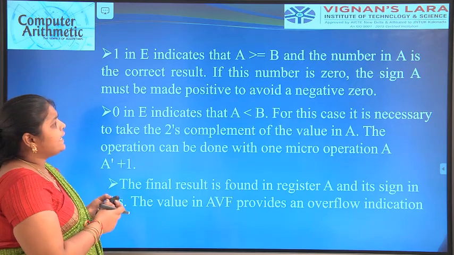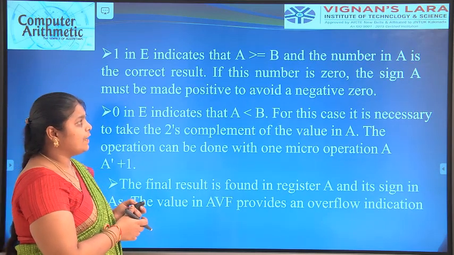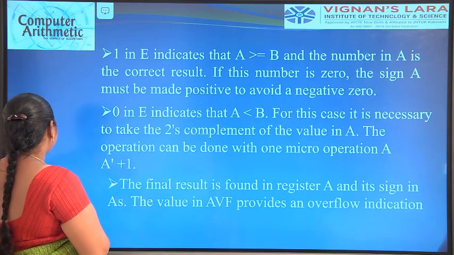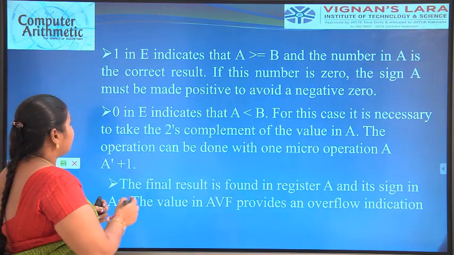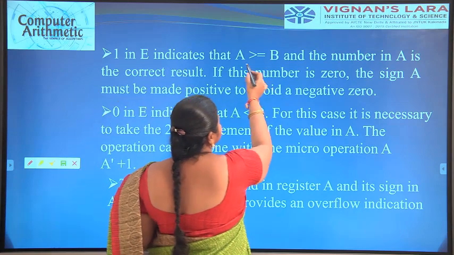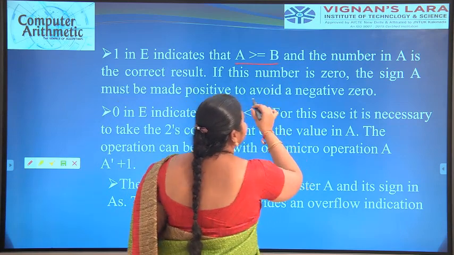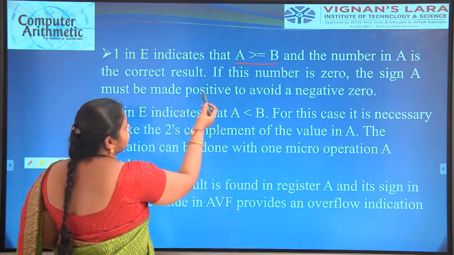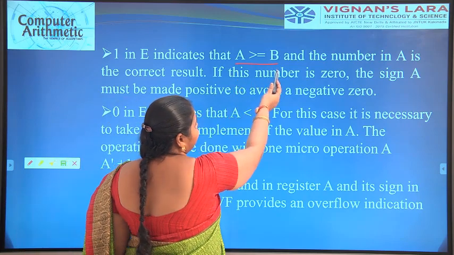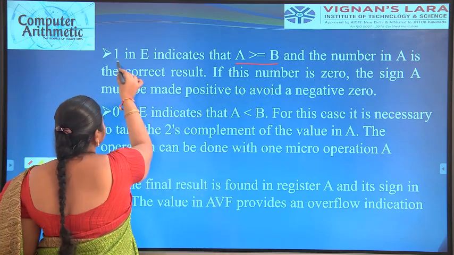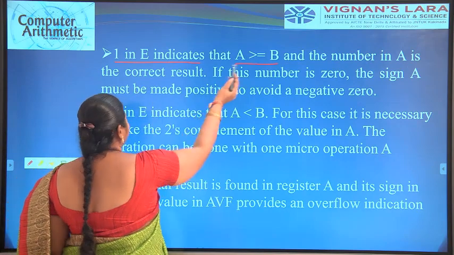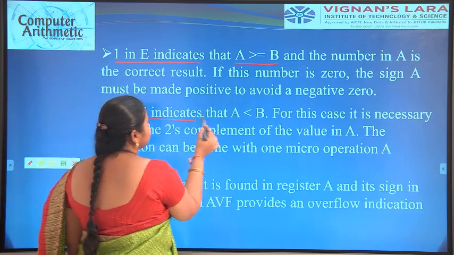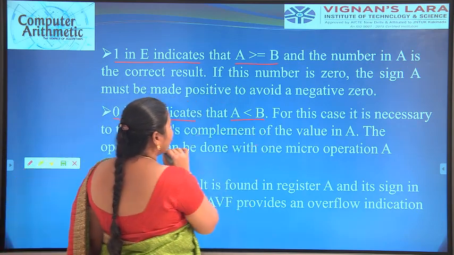1 in E indicates that A is greater than or equal to B, and the number in A is the correct result. In the other condition, 0 in E indicates that A is less than B.